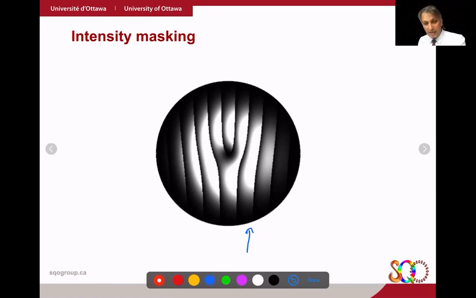In a specific region, it's not deflecting the light. In another specific region, it's deflecting the light more. In other specific regions, it deflects the light a little bit less, and so on. So it's essentially an inhomogeneous hologram.